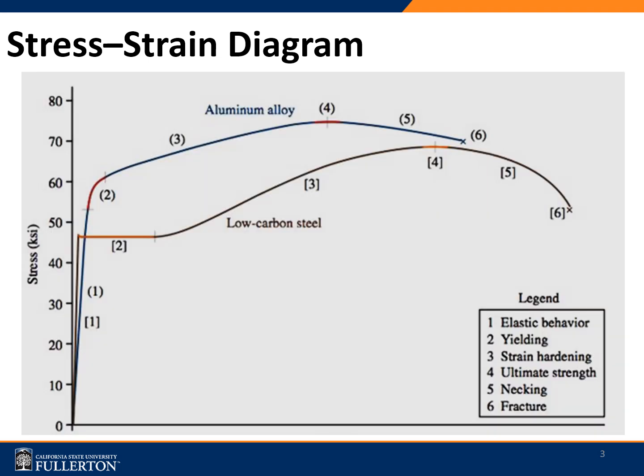Here you can see a stress-strain diagram of two different metal alloys. One is an aluminum alloy and the other one is low carbon steel. The vertical axis, the y-axis, shows the stress and the horizontal axis shows the strain. You could see multiple critical points marked from 1 to 6 on this curve. The first one indicates the elastic behavior, and that's where the elastic modulus comes into the picture.